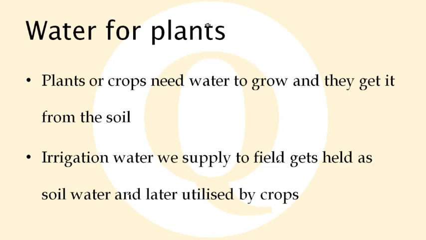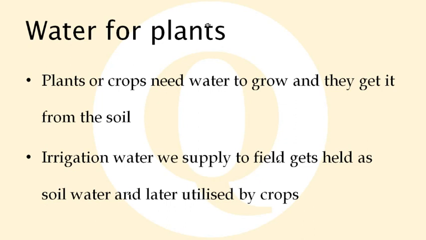Let's begin. Water for plants. Plants or crops need water to grow and they get it from the soil. Irrigation water is supplied to the field, gets held as soil water and later utilized by the crop. So if plants cannot grow without water, and if there is a lack of water in the soil, we apply it manually or artificially in the form of irrigation.